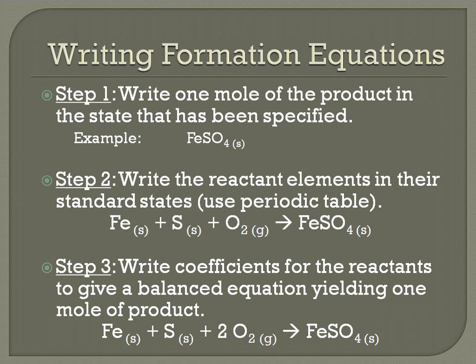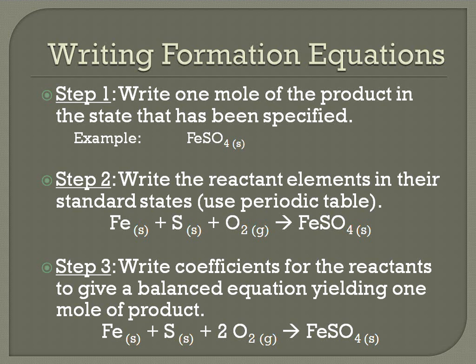So when we write these formation equations, here are 3 steps that you can follow. Step 1, we write the 1 mole of the product in the state that has been specified. For example, FeSO4, that's iron(II) sulfate. If I want to write out the formation equation for iron(II) sulfate, I write that, and then step 2, I write the reactant elements in their standard states. I have to use the periodic table for that.